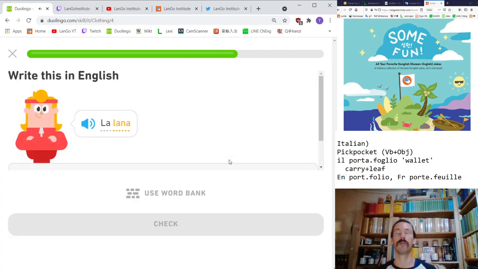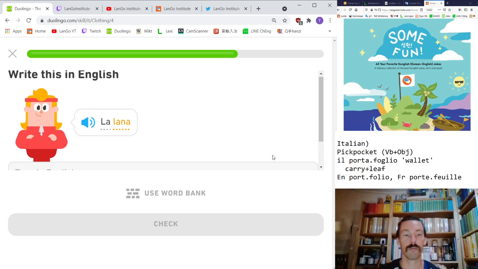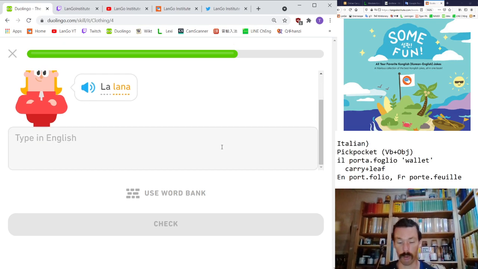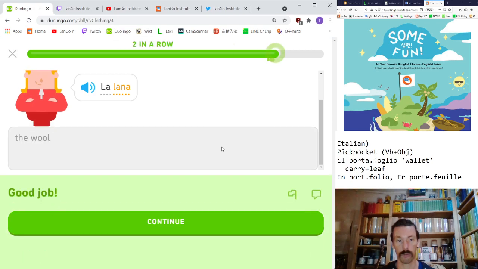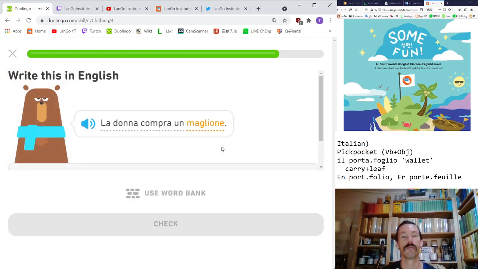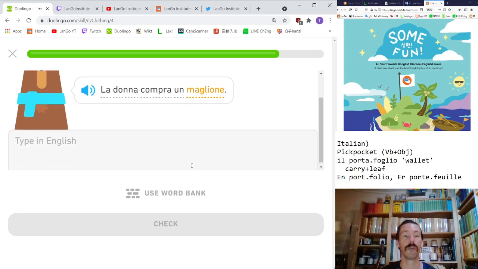La lana. Wool, the wool. Lana is the Latin word for wool. Quite stable. It's related to our word wool. Lost its W in Latin and Italian. La donna compra un maglione. Linen is from this root too. La donna compra un maglione.